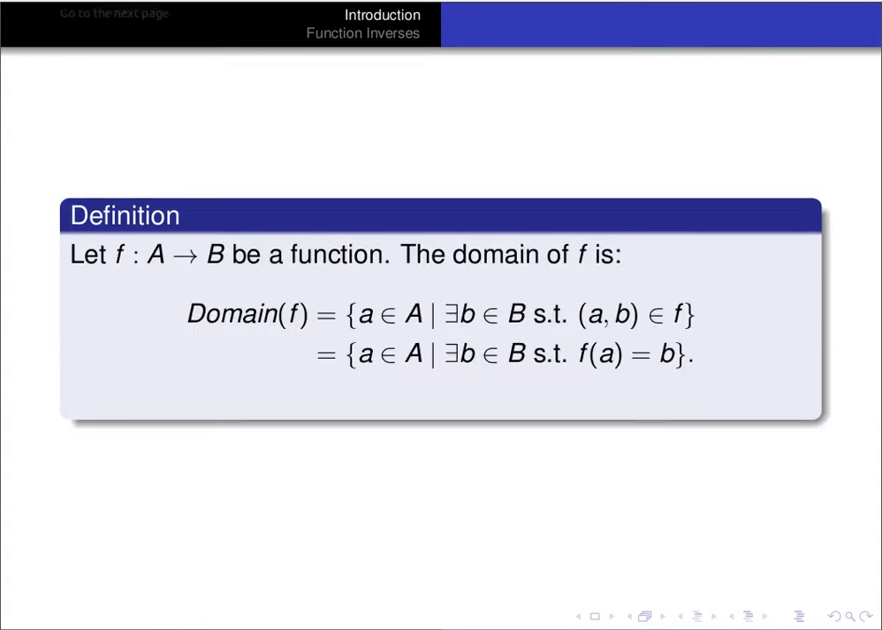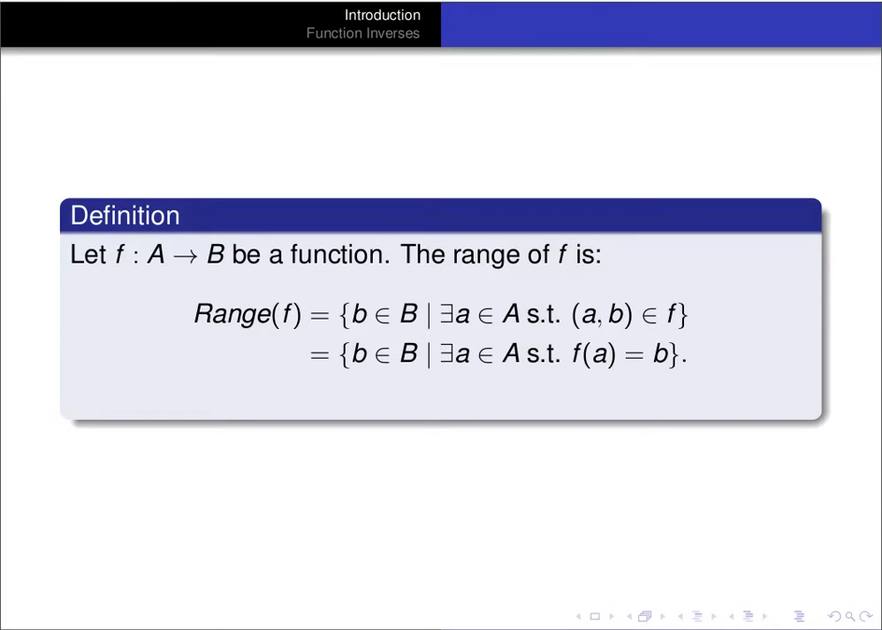So the domain of a function is all elements a in A so that for some b in B, (a, b) is in f, or in normal function notation, the set of all a in A such that for some b in B, f(a) is equal to b. It's the collection of all elements of A on which the function is defined.